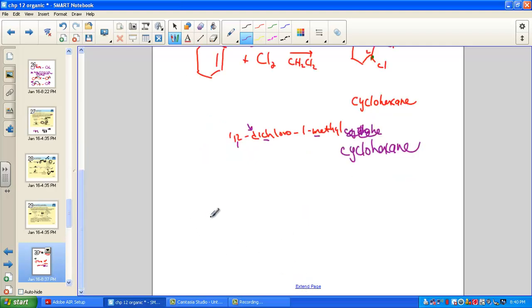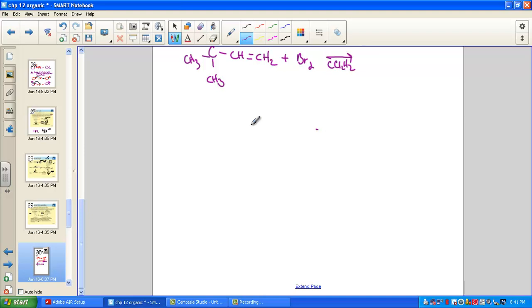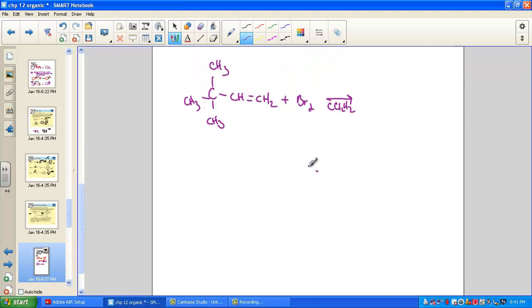One more, just for the sake of doing one more. How about CH3, so we'll have a tert carbon here at a terminal end. How about CH double bond CH2 plus bromine. And again, you'll always see the organic solvent, a telltale sign we're brominating, CH2Cl2. I just reversed the order. So here we have a carbon at the end. Let me give it a little more room. I'll draw my product down here.